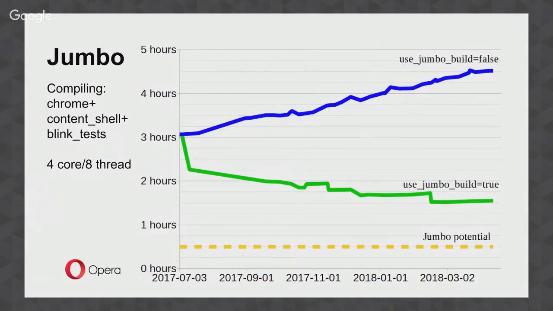So we now have jumbo support in Blink, in Blink test, in content, in V8, PDFium, UI, CC, and parts I've probably forgotten, but it's still a subset of the tree. It's not all of the tree. It's a subset, but it's an important subset. And the result is that what used to take 3 hours now takes an hour and a half.